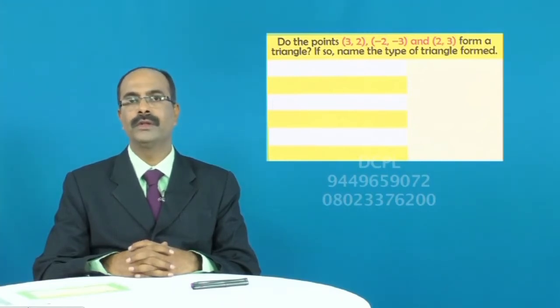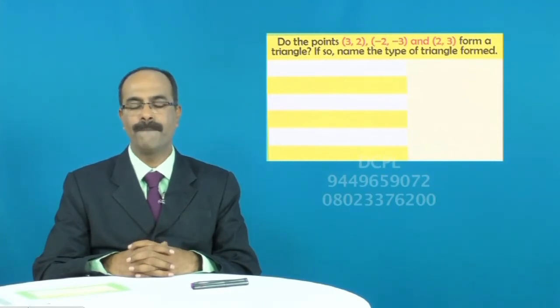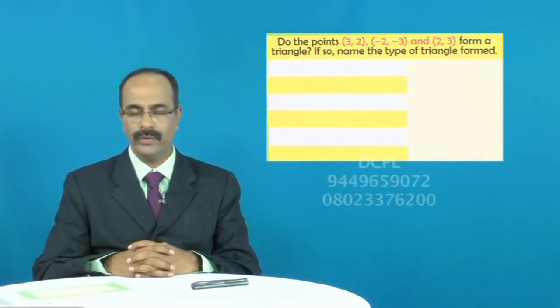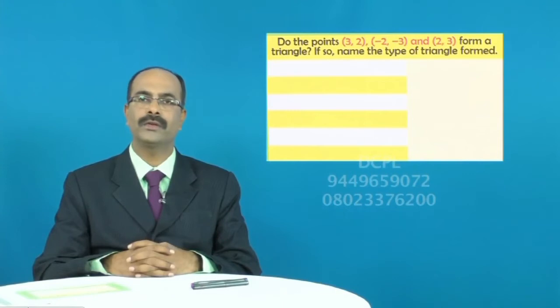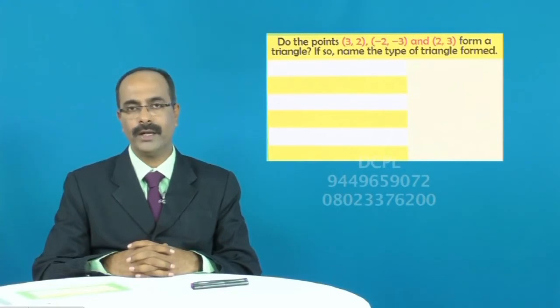Suppose A, B, C are the 3 points, you'll find out AB, BC and AC. Assume AB is equal to 2, BC is equal to 3, AC is equal to 5. 2 plus 3 is equal to 5. Then definitely ABC form a line. If the 3 points are forming a line, definitely they are not forming a triangle. Suppose AB is equal to 2, BC is equal to 3, AC is equal to 4. 2 plus 3 is 5, AC is 4. Definitely they are not forming a line, they are forming a triangle.